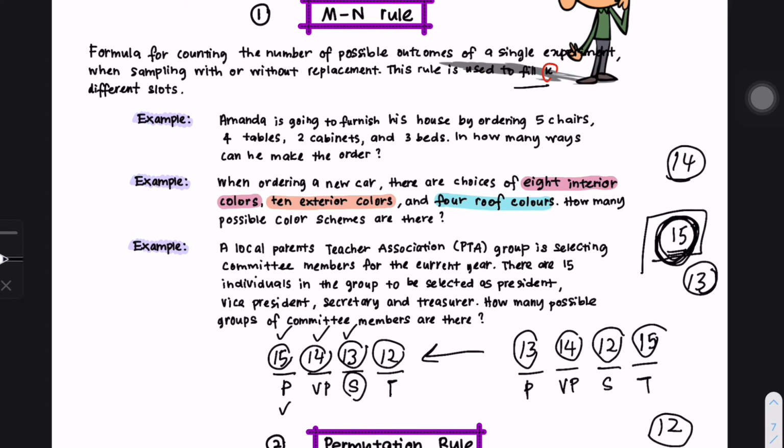Maksudnya tak bolehlah untuk pilih presiden, pilih daripada 15. Lepas tu nak pilih vice president, pilih daripada 15 lagi. Sebab kalau awak buat macam tu, there is a possible satu orang memegang dua jawatan. It cannot happen. Okay, that's why for this experiment, we call this one as the experiment without replacement. Siapa yang dah pegang jawatan presiden, dia dah tak boleh pegang jawatan vice president. So this is how to find the possible outcome for the broad range of experiment.